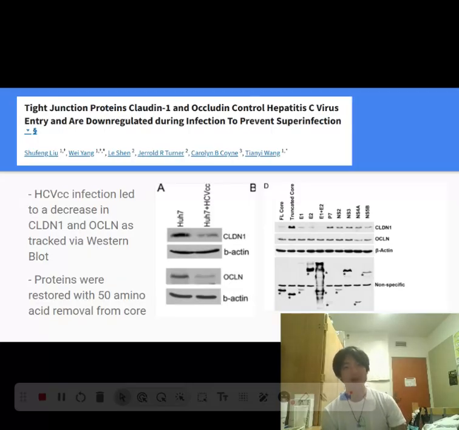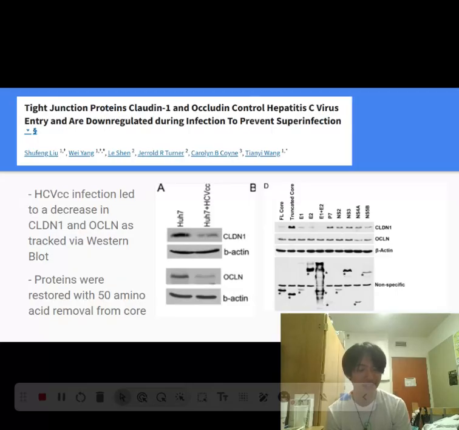This one's talking about how claudin-1 and occludin proteins are down-regulated after HCV infection. I thought this one was just kind of neat and interesting. I didn't expect this result, but it basically talked about how there's an unexplained pathway as of right now where the intake of HCV, just like it says, decreases the expression of claudin-1 and occludin.